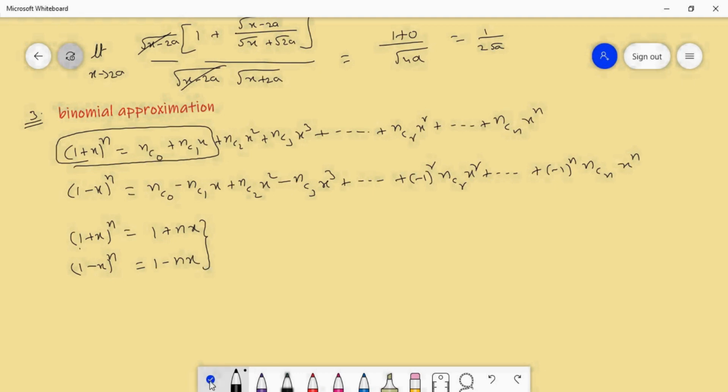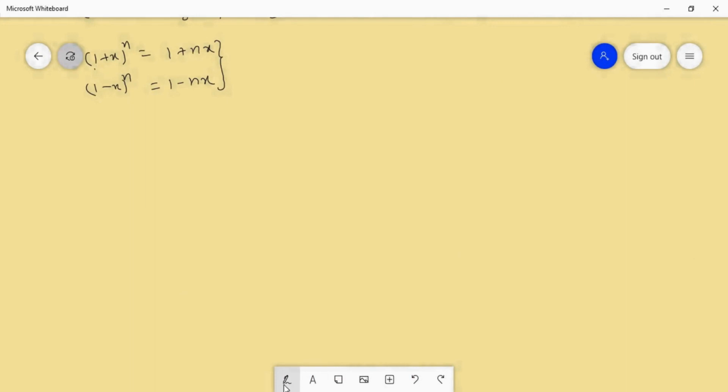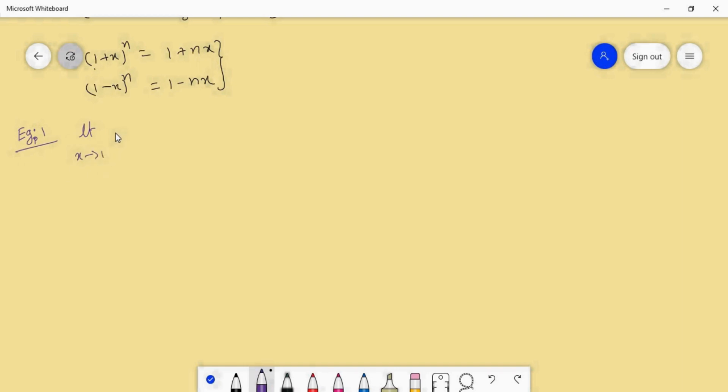I'll show some examples. Example one. Limit x tends to 1 of (13th root of x minus 7th root of x) divided by (fifth root of x minus cube root of x). Here, applying x equal to 1, we are getting 0 by 0 form. It is also 0 by 0 form only.